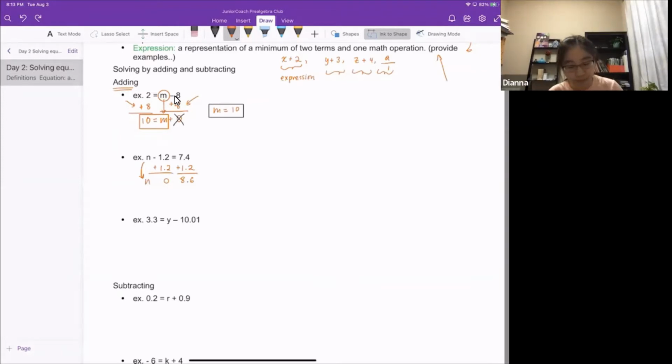Okay. And so now let's do the same thing here, but let's do it with subtraction. So we're going to be subtracting stuff from both sides, because the last few examples were me adding stuff on both sides. So here's the first example. We have 0.2 equals r plus 0.9. So again, r is the letter that we want to get by itself, right?